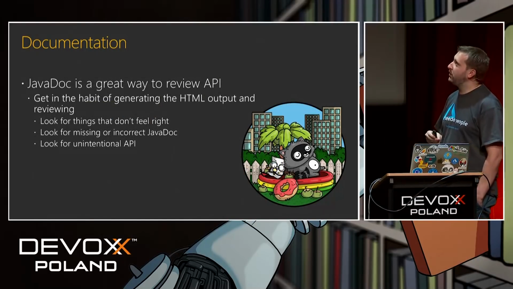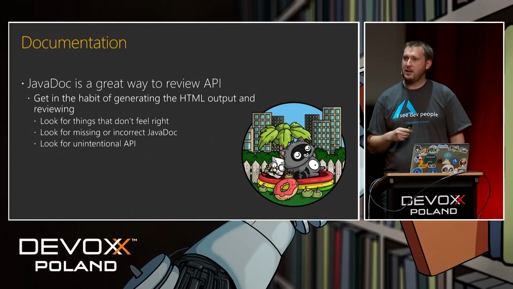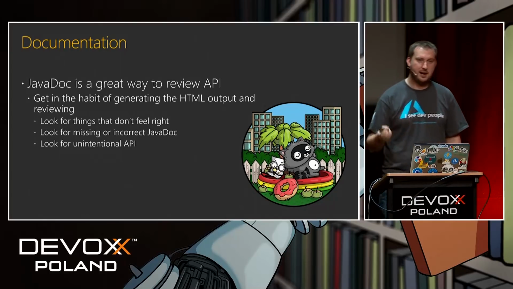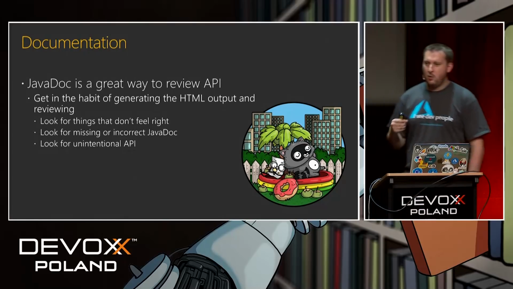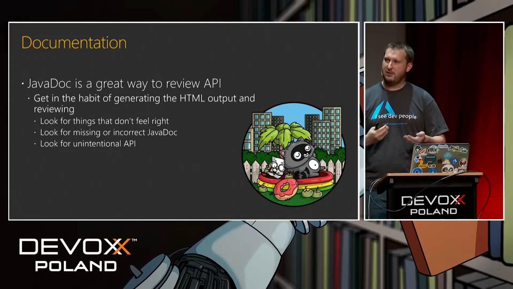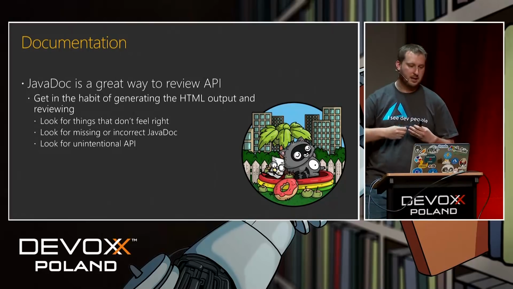The other nice thing about Javadoc is it's a really, really good way to review an API. Whenever someone asks me to come in and review their API, I clone it from the repo, and I run Maven javadoc or Gradle docs or whatever the task might be to generate the Javadoc on my local machine. What that enables you to do is look for things that don't feel right. So is there a class that shouldn't be there? Is there missing Java documentation or is it incorrect?